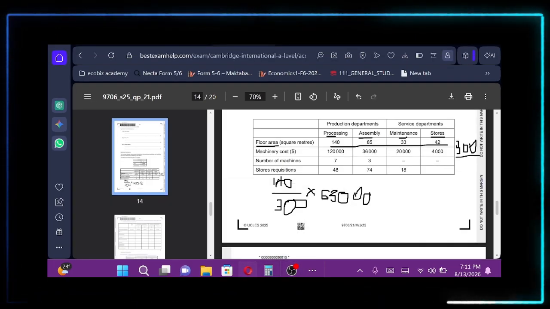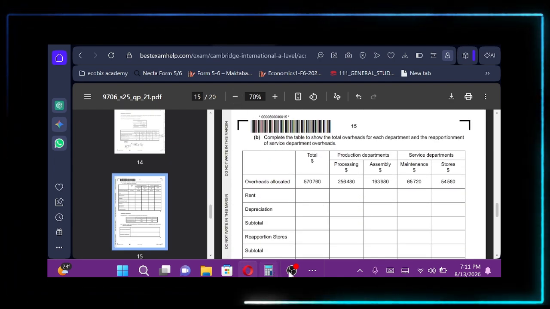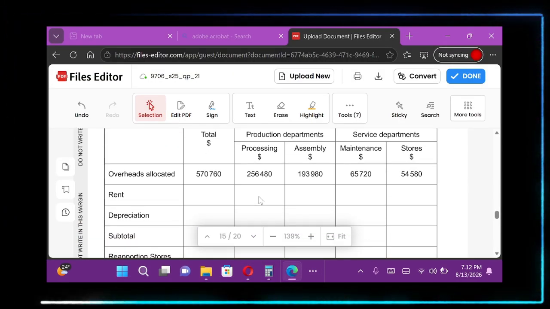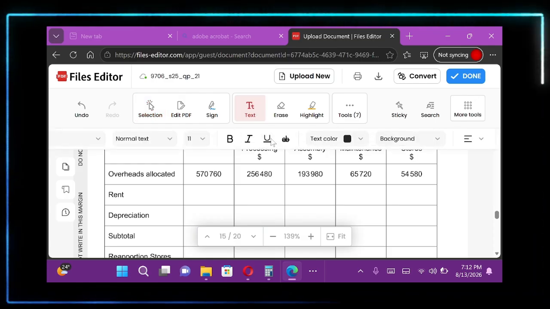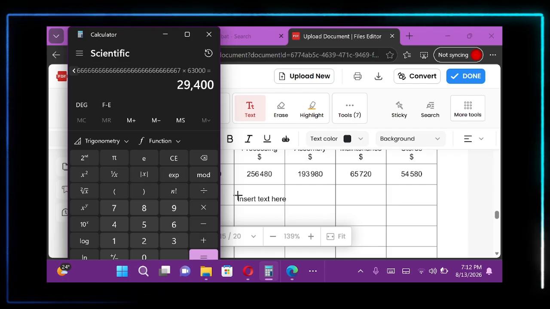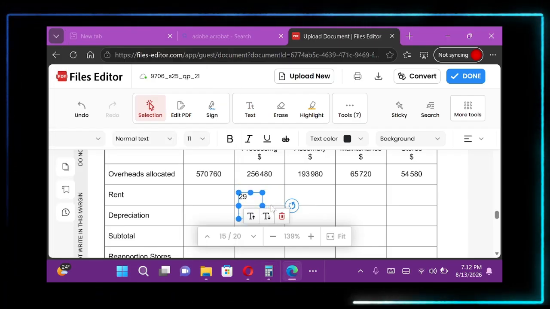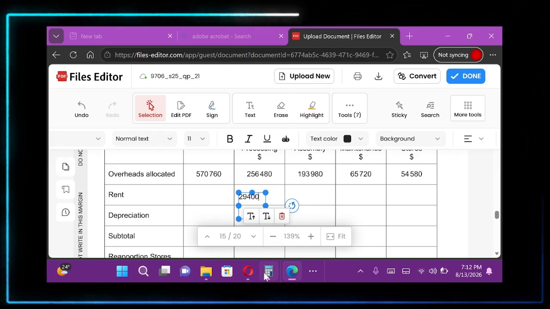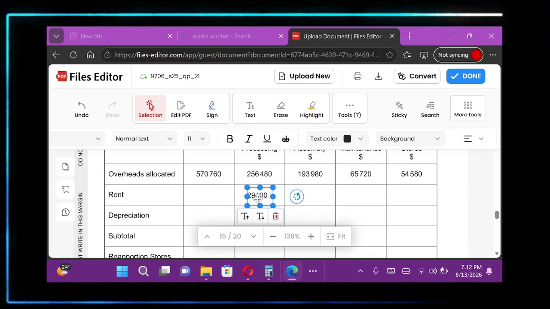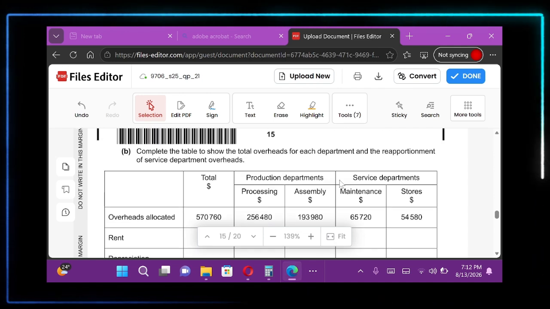Okay guys, so let me see if I can visualize this onto the table. Okay, here. So this is how we're going to do it. The amount that it was is going to be 29,400. So we're going to put it like this. Yeah, like that, if I'm not wrong.